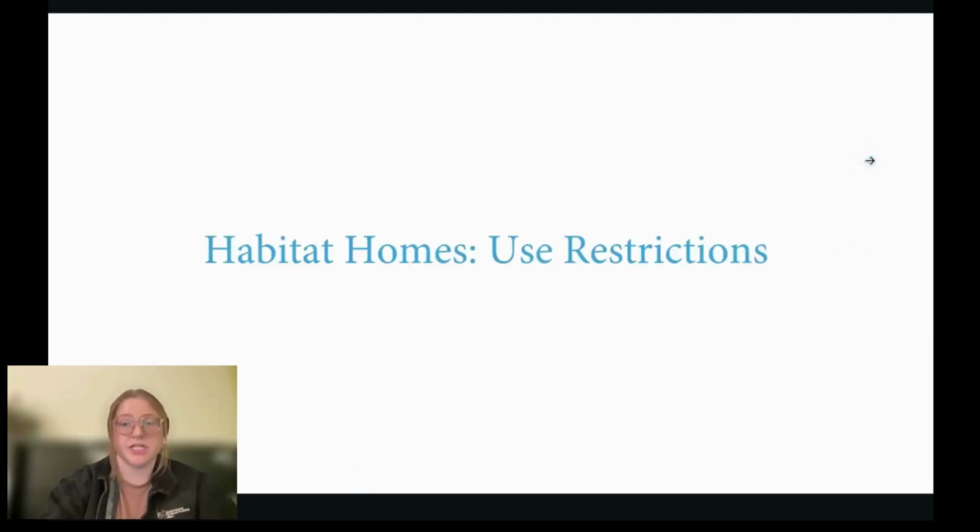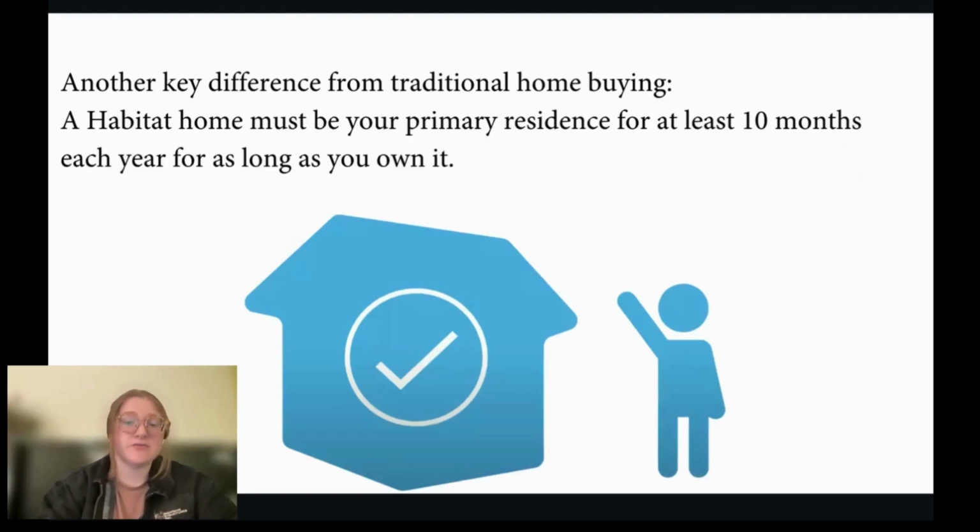And then use restrictions. Another key difference from that traditional home buying process is that a Habitat home must be your primary residence for at least 10 months of the year for as long as you own it. Now, this isn't to say if you get deployed, or if there's a business trip and you have to be gone for 2, 3 months, we're not going to judge that.